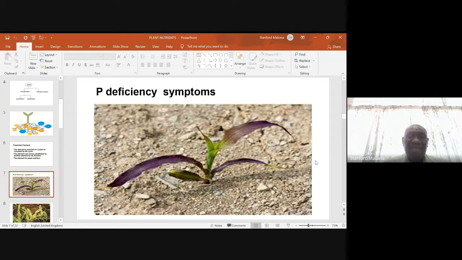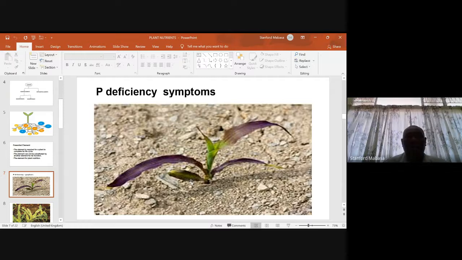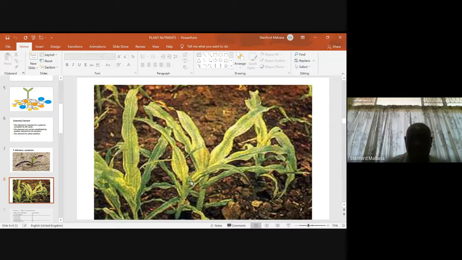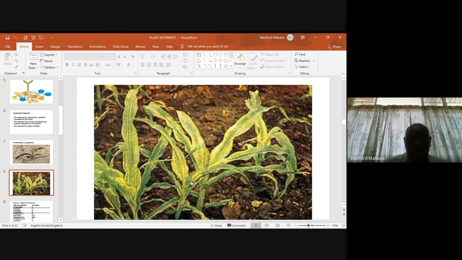Here I've got a picture which is showing phosphorus deficiency symptoms. We've got purplish coloring on the maize plant. Here we've got also a plant showing deficiency. It could be nitrogen or zinc or both.